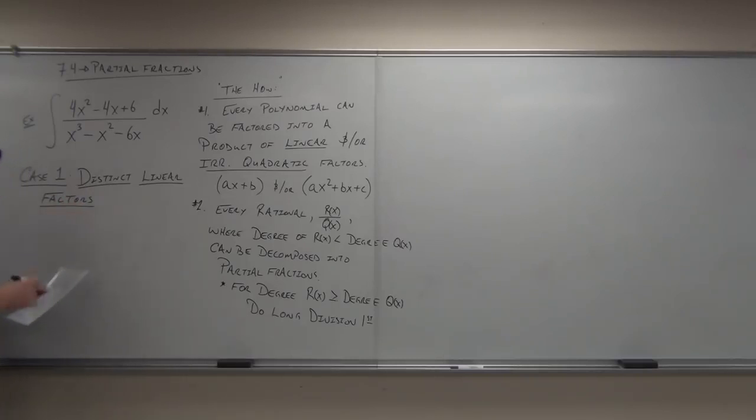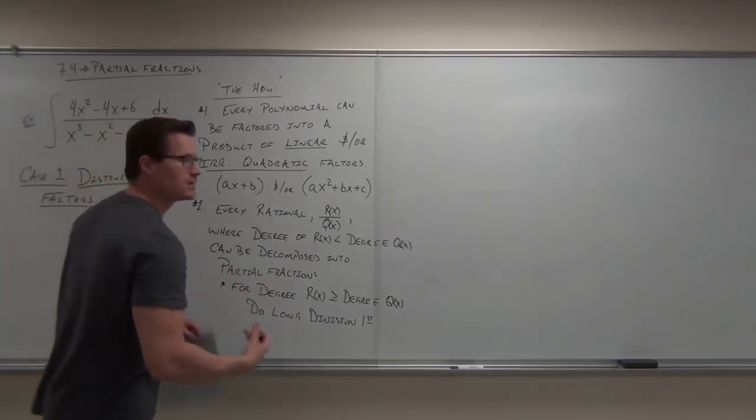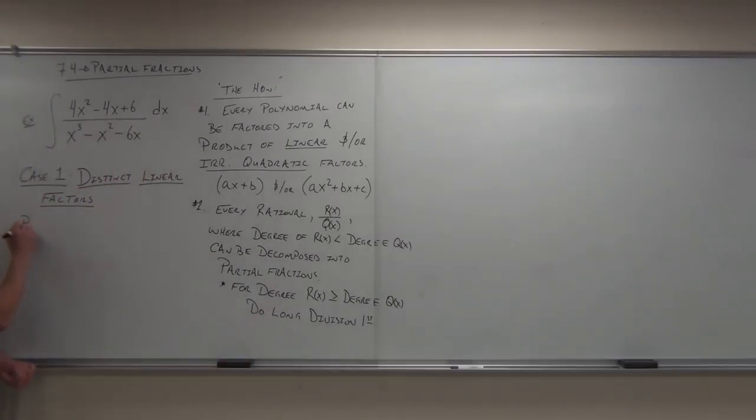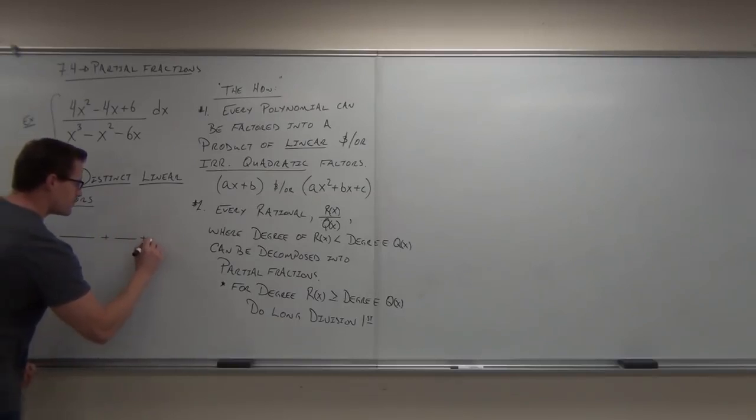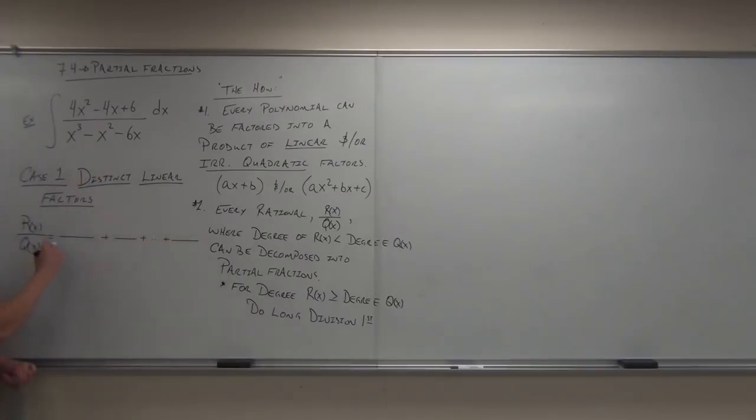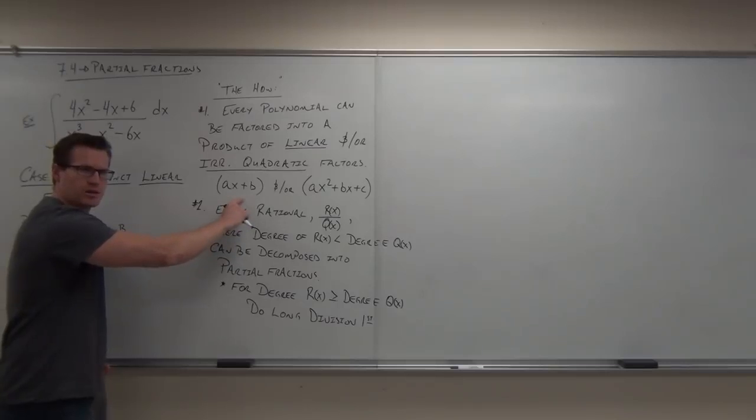Distinct linear factors. Here's what we do in that case. If we have distinct linear factors, then what we can do is we can write r of x over q of x equals, we break this up, and we write A over a1x plus b1. And then we have another one, B over a2x plus b2. And we do this for every different linear factor that we have. Notice, this is linear. You guys with me? It's not quadratic, it doesn't have power 2.